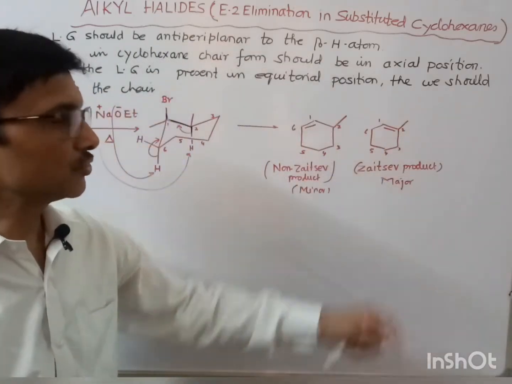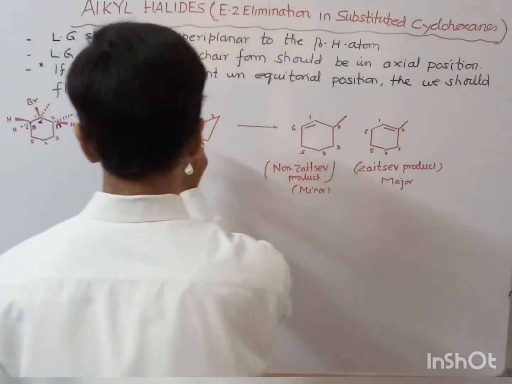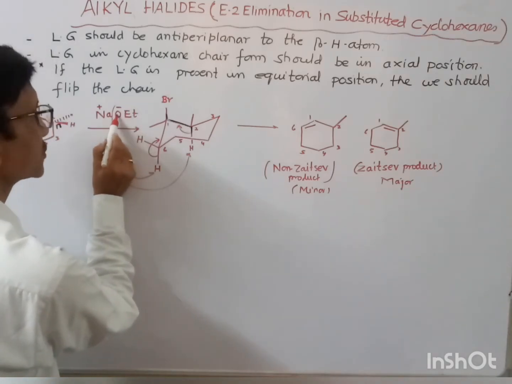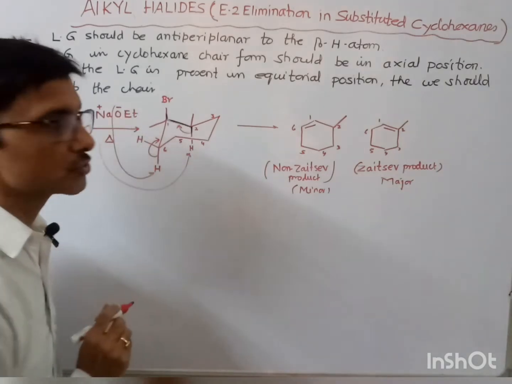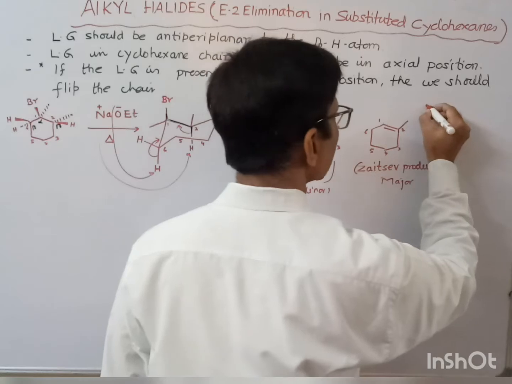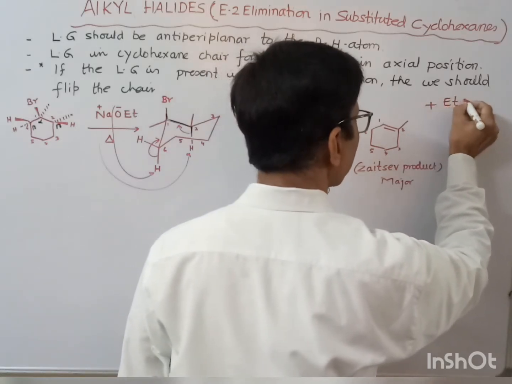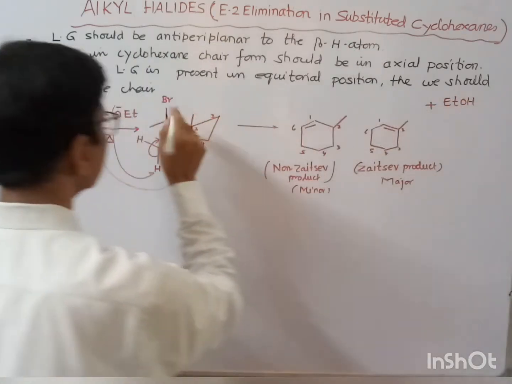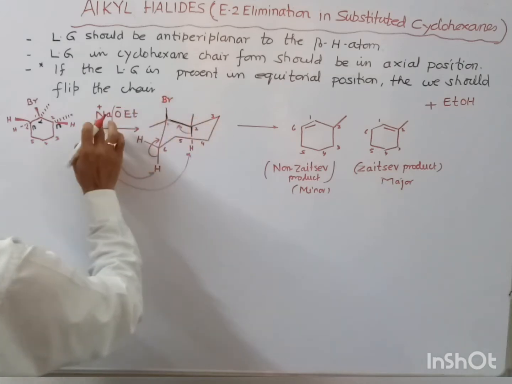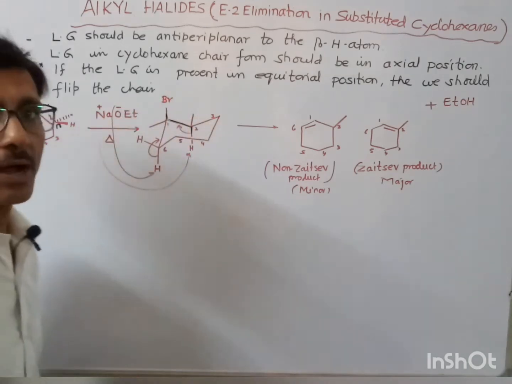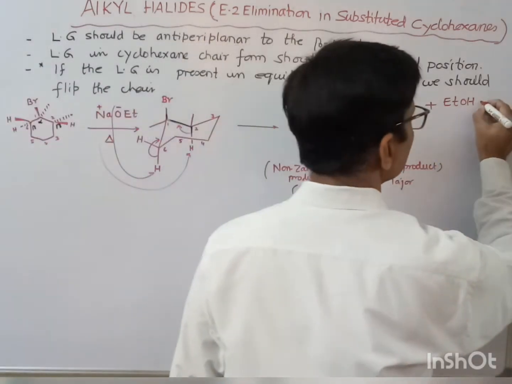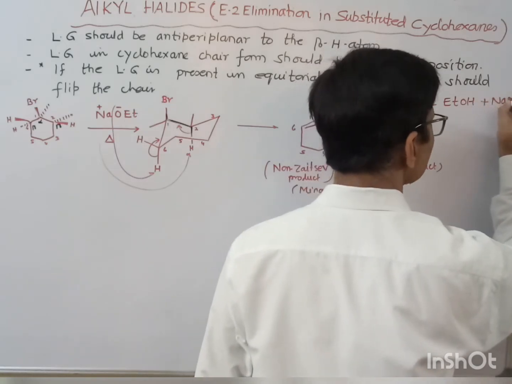No doubt this ethoxide ion is removing the proton, so EtOH will also be formed, and this bromide ion is left out. We have the sodium ion in the solution, so NaBr should also be formed.